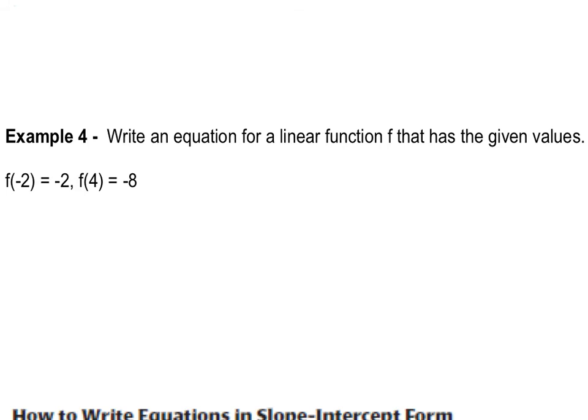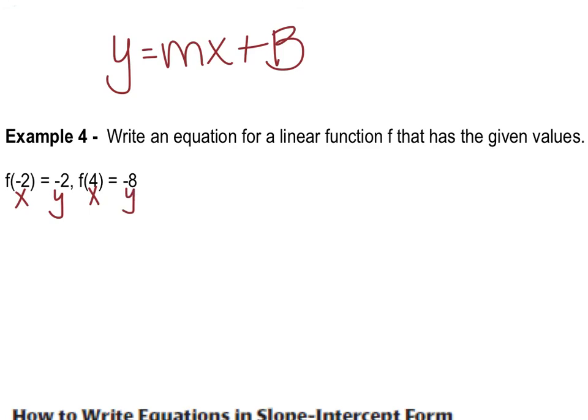In this example here, we're going to write an equation of a linear function f that has the given values. So we're still writing our equation y equals mx plus b, so I'm just going to write that on top here. And if you recall from chapter 4, this is function notation, so whatever's inside those parentheses tells you what your x value is. Whatever it equals tells you your y value. So this actually tells me my first ordered pair is negative 2, comma, negative 2. That second ordered pair is actually 4, comma, -8. So I want you to press pause. If you need to, look back at a past example, and I want you to try this one on your own, push play, and check your work.